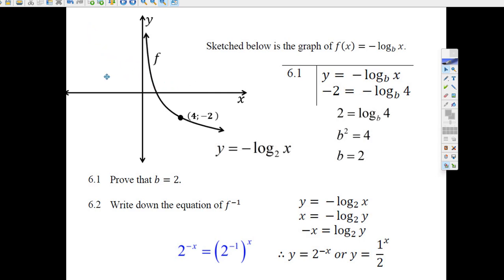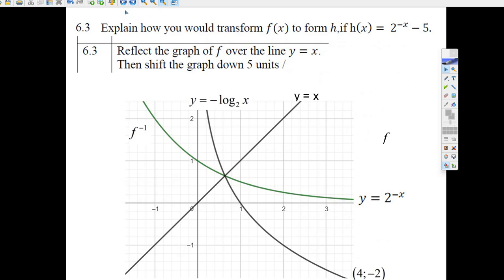Like y equals 1/2 to the x power. Oh yeah, that goes this way. y equals 2 to the x, the most basic exponential, goes off to the right. This one goes off to the left. Why does that work? Because 2 to the minus x is 2 to the minus 1 to the x power, and 2 to the minus 1 is 1/2. Well, let's see if we can do the next two questions.